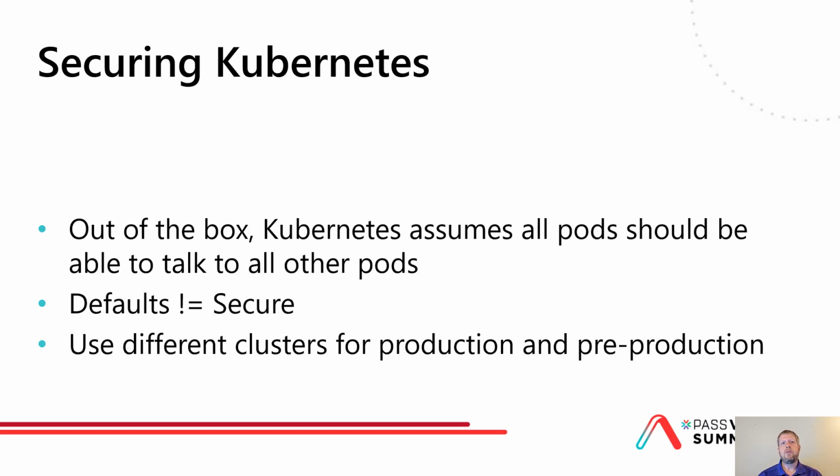Kubernetes has a lot of power when it comes to security. You're able to do a lot of things with it. However, most of it is not enabled by default, just like what we've been talking about with Linux and Docker. Out of the box, it's going to assume that all pods should be able to talk to all other pods. It is not in any way secure by default. You have to go in and you have to secure all this stuff. It is very securable, but you have to do it.